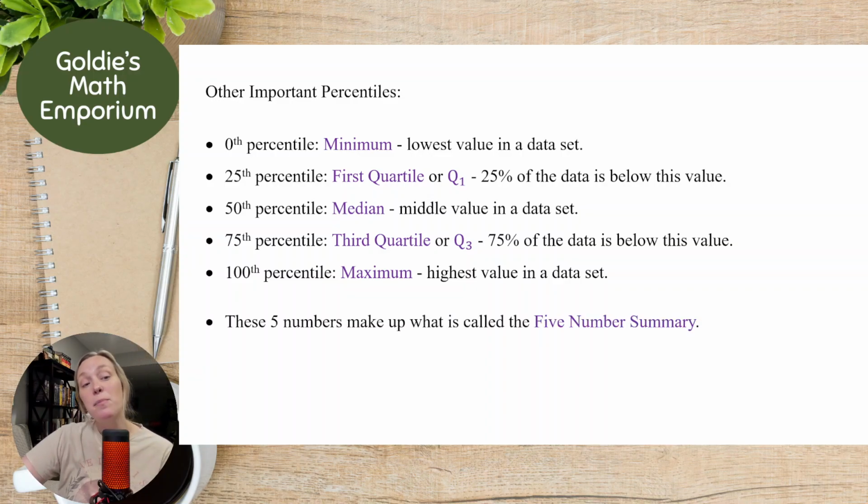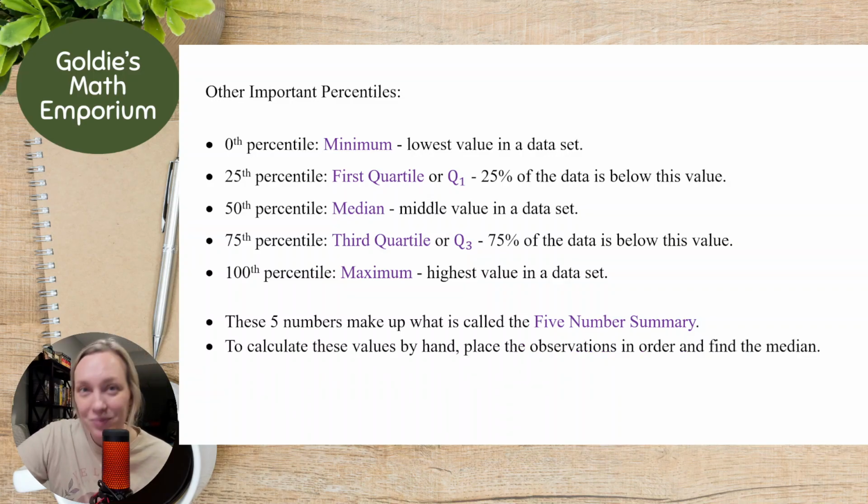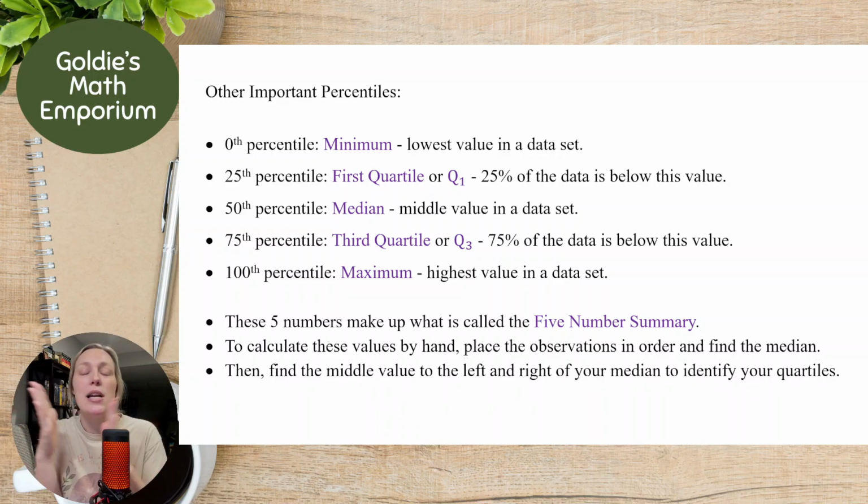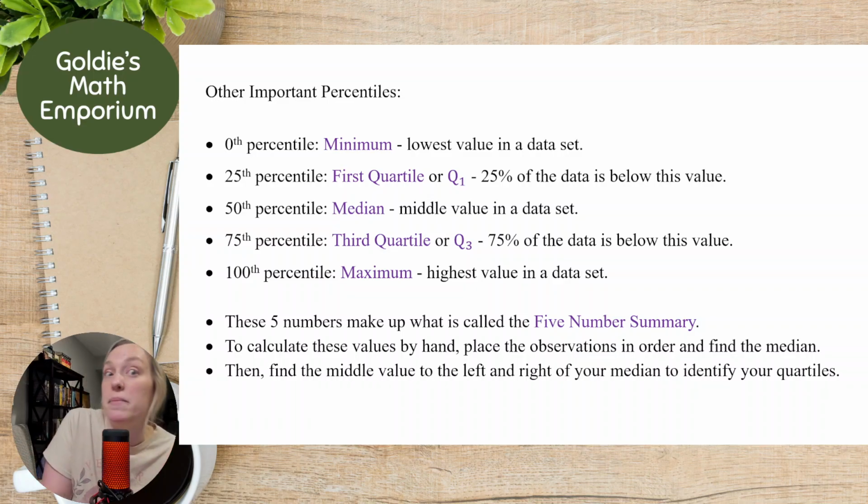Okay, so these 5 numbers together make up what we call the 5-number summary. We have the minimum and maximum, the median, and then those 2 quartiles, the first quartile and the third quartile. Now to calculate these values by hand, which I'm going to show you, we place the observations in order from lowest to highest, and then we can find all 5 of these values. We find the middle first. The median is the easiest. Well, I guess min and max are technically the easiest, right, Goldie? Min and max are the easiest. The median we can find. We've done that by hand before too. And then we find the quartiles on either side of the median.